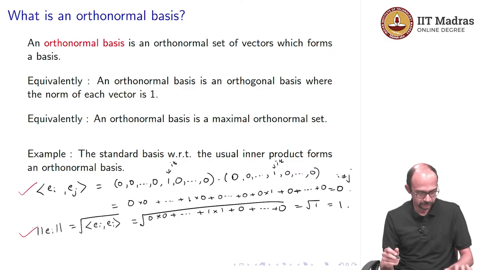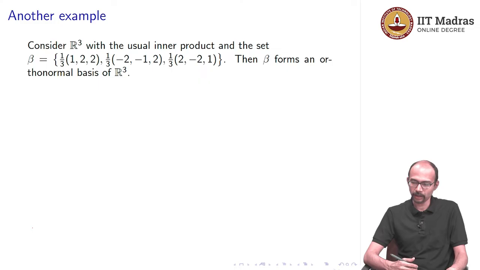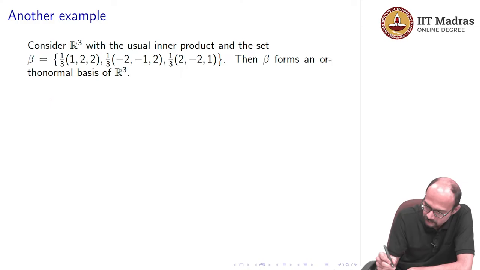So, consider R^3 with the usual inner product and the set (1/3)(1, 2, 2), (1/3)(-2, -1, 2) and (1/3)(2, -2, 1). Then this set, which we have called beta, is an orthonormal basis. So, let us check this. Let us look at the norms first. Let us give these names. Let us call the first vector v1. So, we have v1, v2 and v3.